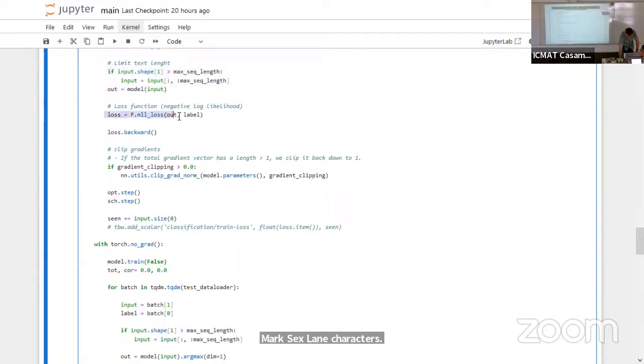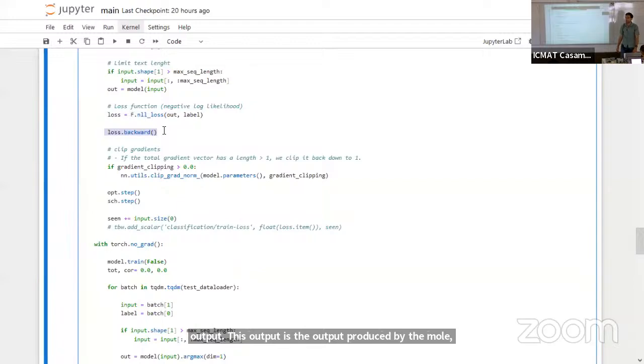Then I compute the loss of the output. This output is the output produced by the model, and I compute the loss. And this step is taking the gradient of this loss function with respect to the parameters and updating the parameters using the Adam optimizer or stochastic gradient descent.